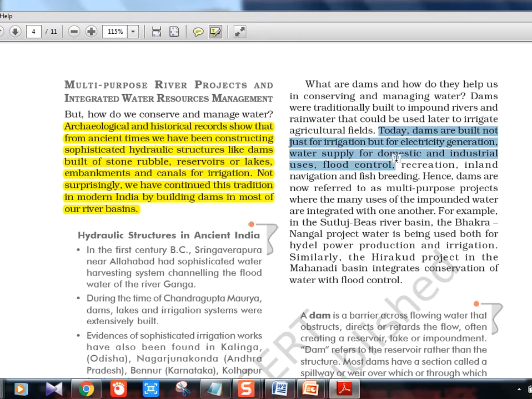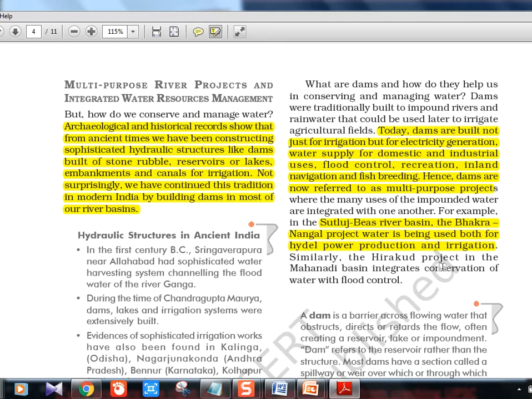Domestic and industrial use, flood control, recreation, inland navigation, and fish breeding. Dams are now referred to as multi-purpose projects, because these many needs are there. In the Satluj-Beas river basin, the Bhakra Nangal project is there, where water is used for both hydropower and irrigation. Just another famous example, Bhakra Nangal and Hirakud.